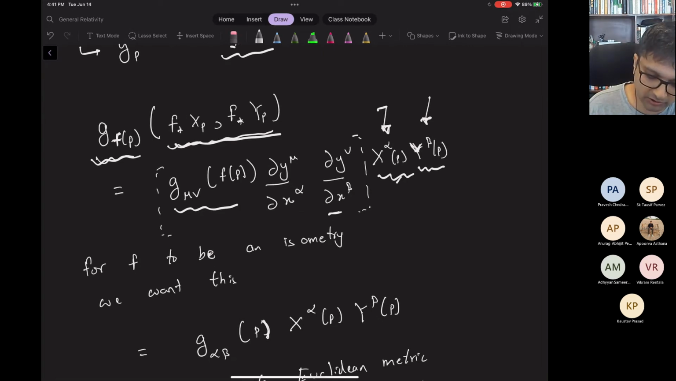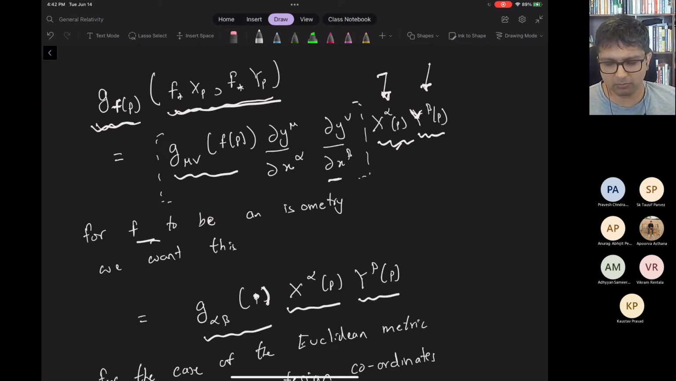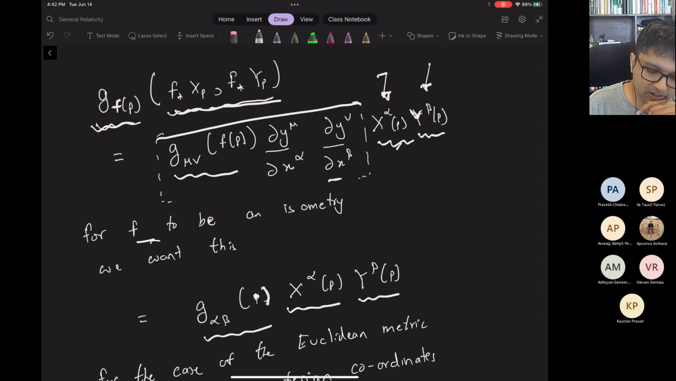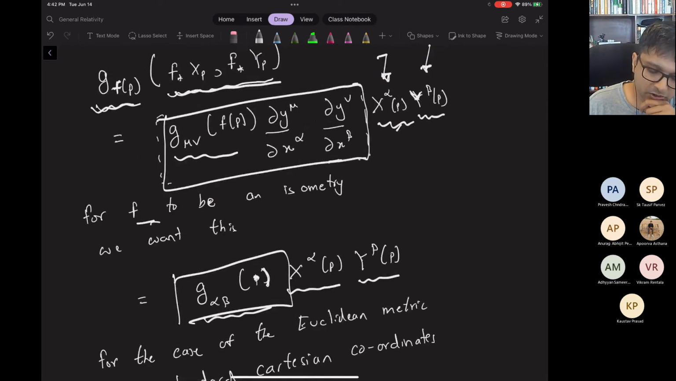Now, if we want this to be an isometry, then you want this to be equal to the original inner product. That is, you want it to be equal to G_αβ of P acting on X^α(P), Y^β(P). So you want these two to be exactly the same. And this inner product should be exactly the same no matter what vector fields X and Y we choose. Which means, in other words, we want these two things to be equal.